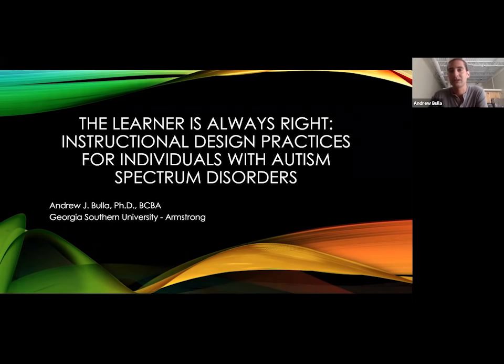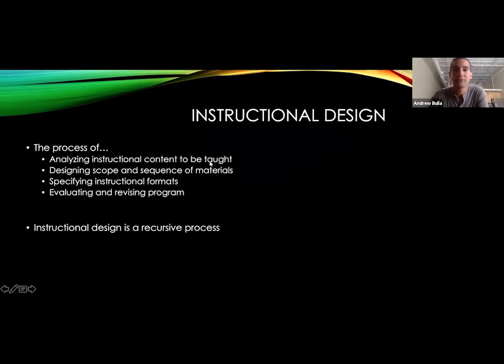And really this can be used for any learner, but we're going to be using a lot of examples for learners with autism spectrum disorders. So let's jump in and talk about what instructional design is as a whole, and then we'll jump into a series of components of instructional design that you can take and apply to your practice currently.